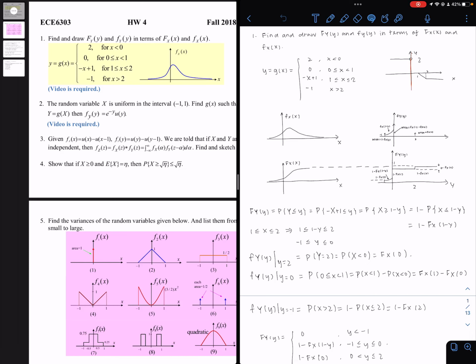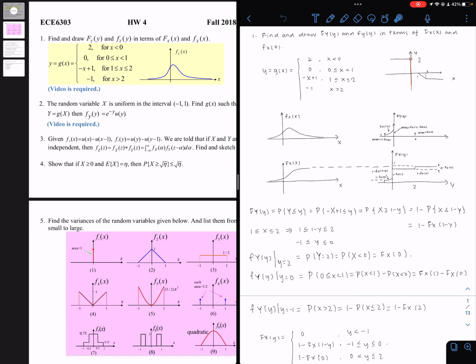Question 1 asks us to find and draw the cumulative probability and probability distribution of y in terms of the cumulative probability and distribution of x. And we're given the relationship of y and x.